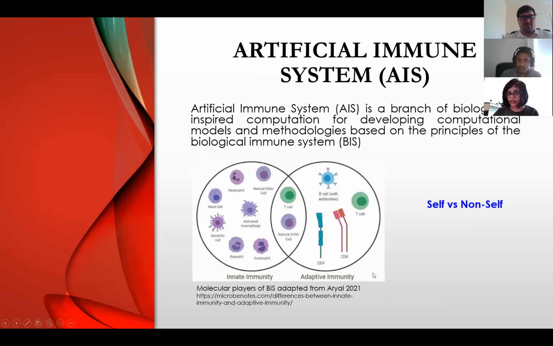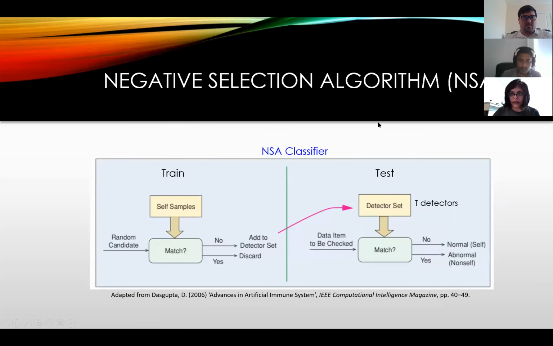And one of the applications that we are all experiencing right now is vaccinations. The key attribute of biologically inspired computation, which has been exploited by artificial immune systems, is the differentiation between self and non-self samples. The negative selection algorithm is a classic AIS algorithm where the NSA classifier is trained by self-samples. So within a data set, any data class can be identified as self-samples.